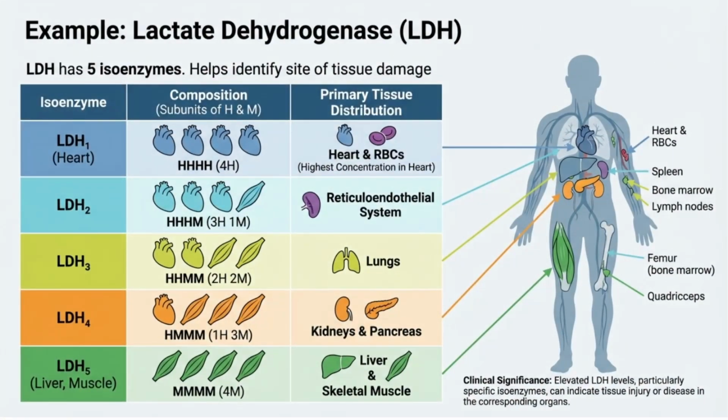A classic example of isoenzymes is lactate dehydrogenase, or LDH, which exists in 5 distinct forms, LDH1 through LDH5. These isoenzymes are composed of different combinations of subunits and are distributed across various tissues. For instance, LDH1 is predominant in the heart, while LDH5 is found mainly in the liver and skeletal muscle. By analyzing the pattern of LDH isoenzymes in the blood, clinicians can identify the specific tissue undergoing damage.